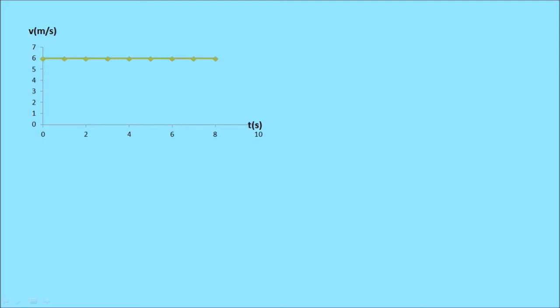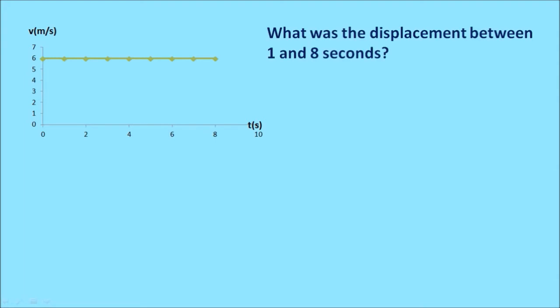Well, let's take a look at a question here. What was the displacement between 1 and 8 seconds? Now, displacement, as you know, means the change in position. From 1 second to 8 seconds is 7 seconds, moving at 6 meters per second. Yeah, I think we can figure that out pretty easily. But let's take a look at it in a little bit more complex detail so that if we don't have such a simple graph, we can still come up with answers really easily.